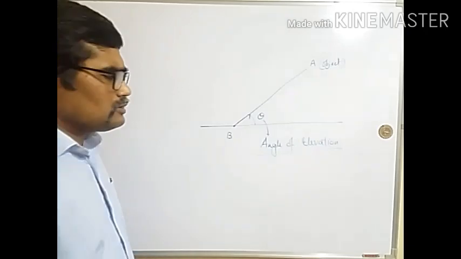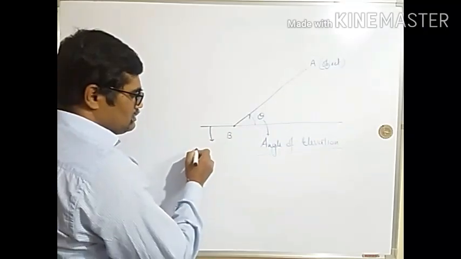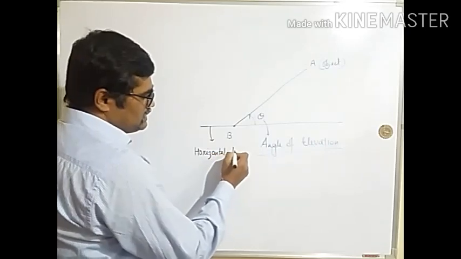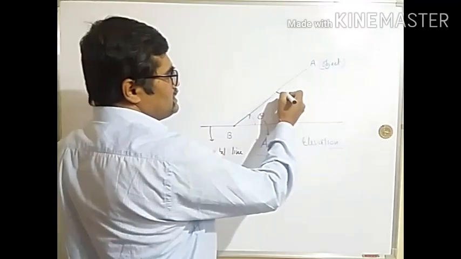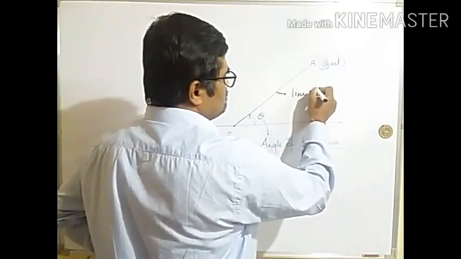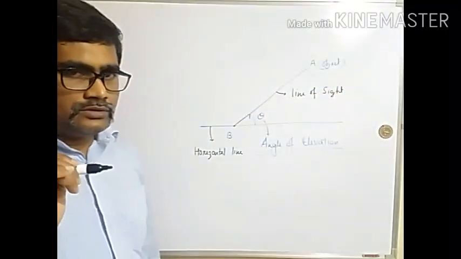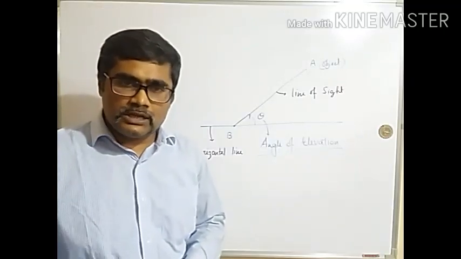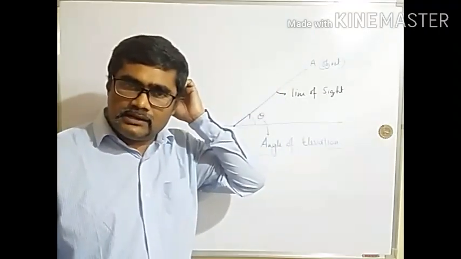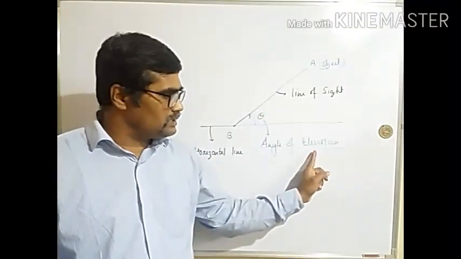Now here there will be two terminologies. This line which is horizontal, you will write this as horizontal line, and the imaginary line which is joining the eye to the object is called line of sight, right? So the important point I would like to emphasize is that to see an object at a higher level than your eye, you have to raise your vision like this. Then angle of elevation is produced.